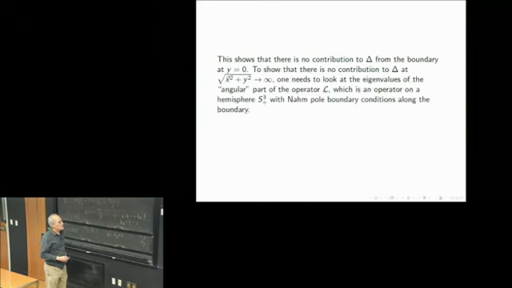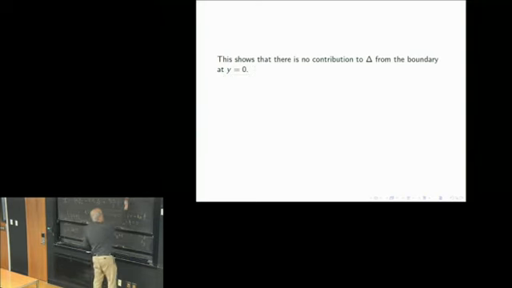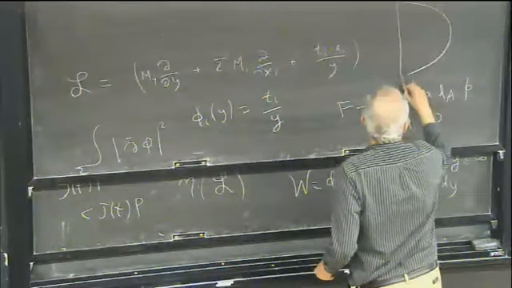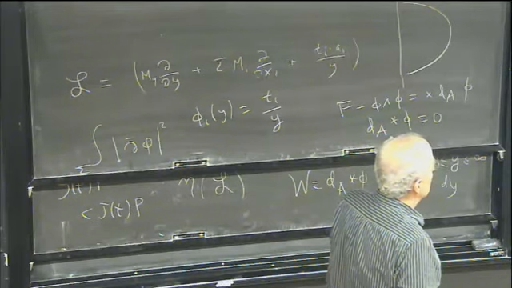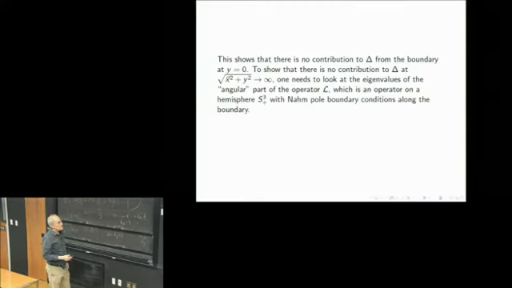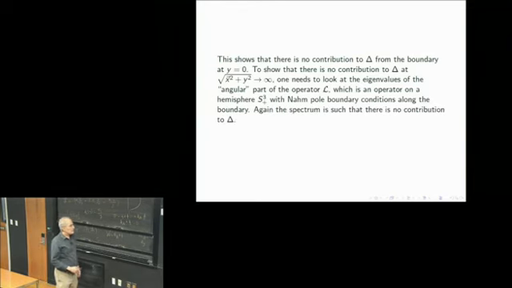To show there's no contribution at infinity, you do much the same thing, but now you have to look at the expected behavior on a large hemisphere at infinity. So now you look at the eigenvalues of the angular part of the linearized operator, which is an operator on a hemisphere with non-pole boundary conditions along the boundary. Again, just as with more conventional boundary conditions, there are positive and negative eigenvalues. The eigenvalues that vanish on the boundary of the hemisphere are such that there's no contribution to delta.